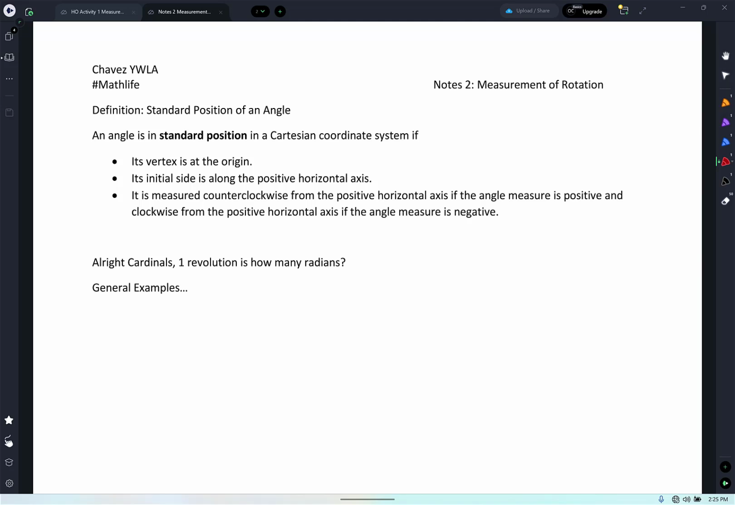Focus, focus, focus. So all we're working on today is measurement of rotation. There are two ways to measure rotation. One that you guys have been seeing for the longest time, in degrees, and one that you probably haven't seen, which is radians. They're both the same. It's just kind of like feet and meters. It's just a different way to measure rotation. Cool or not cool? Cool.